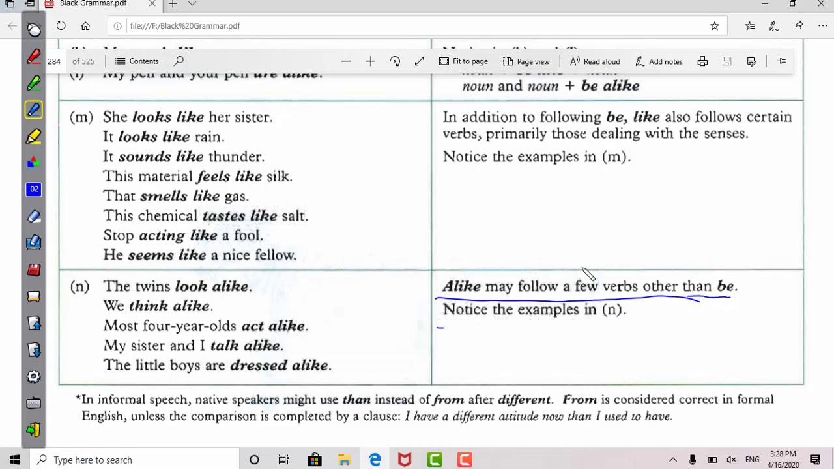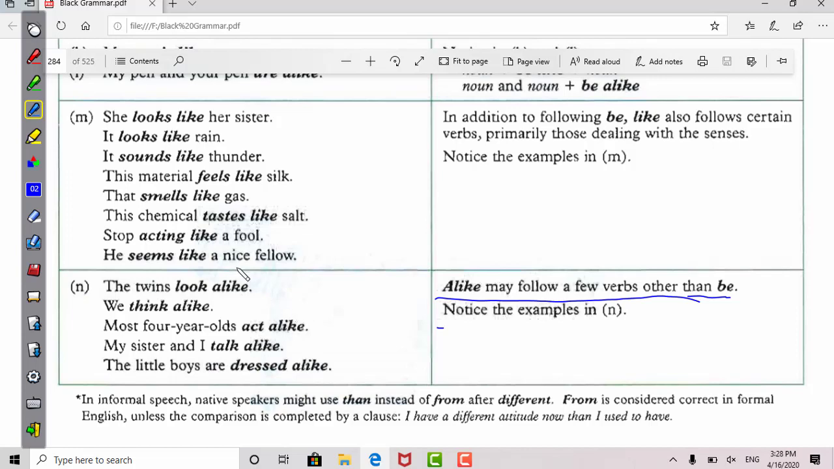Alright, look at this one. First of all, it is "alike", not always "are alike". You and me are alike. No, it can also be plus look alike. The twins look alike. We think alike. Most 4 years old act alike. So the thing that you have to remember is when you use alike, we always put this one at the end of the sentence. Kita selalu letakkan dia di akhir kalimat dalam bahasa Inggris. Okay, in English. So I hope you got it.